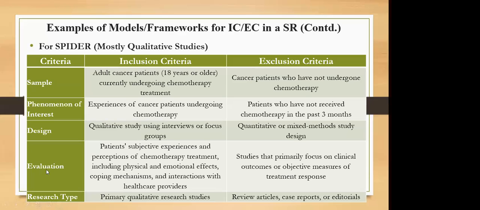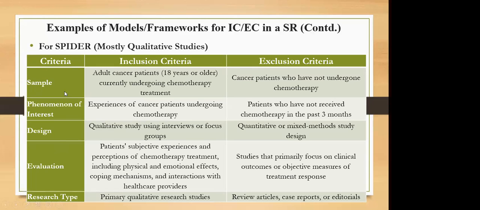Now for our evaluation, another name for evaluation is outcomes. So we are interested in patients' subjective experience and perception of chemotherapy treatment, including physical and emotional effects, coping mechanisms, and interactions with healthcare workers. These form our evaluation or outcome. Studies that primarily focus on clinical outcomes or objective measures of treatment response will be excluded.